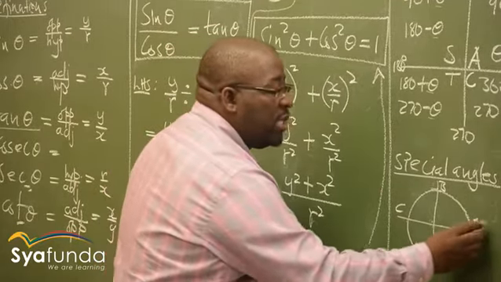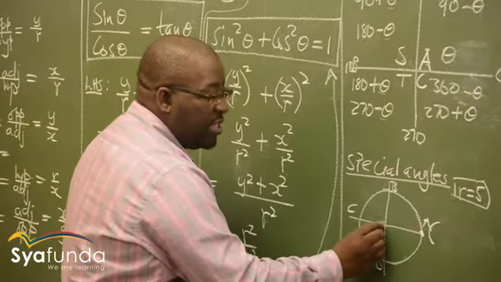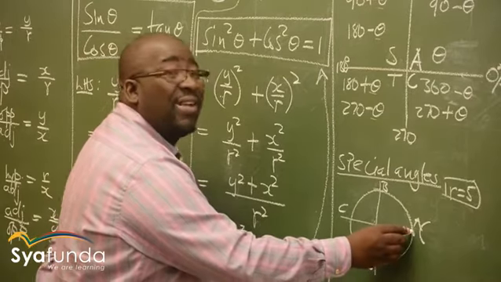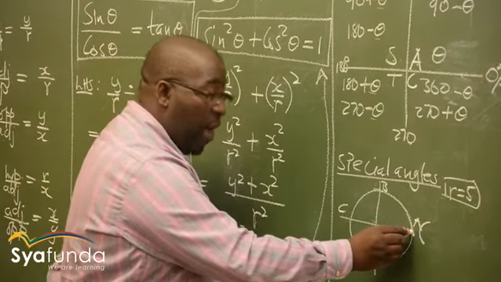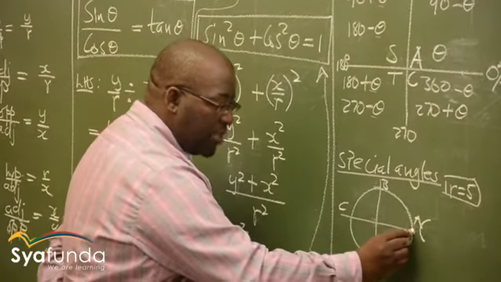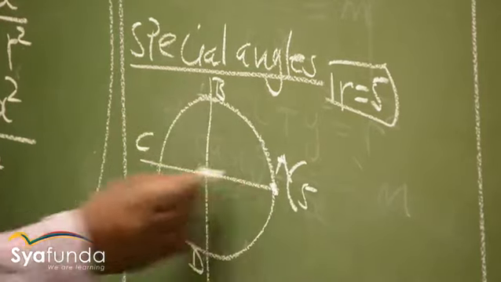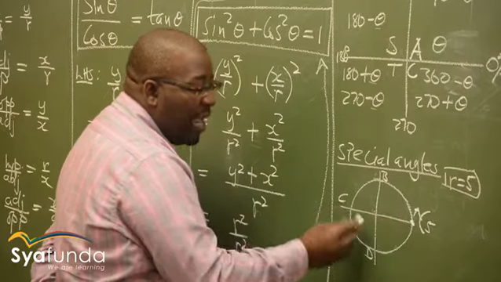Let's look at the coordinate geometry now. If I've got this radius is 5 units, so what are the coordinates of point A? In other words, what is the value of x here and what is the value of y here? X, of course, it will be 5. Y, there is no y here. We write y is here, we write x is there.